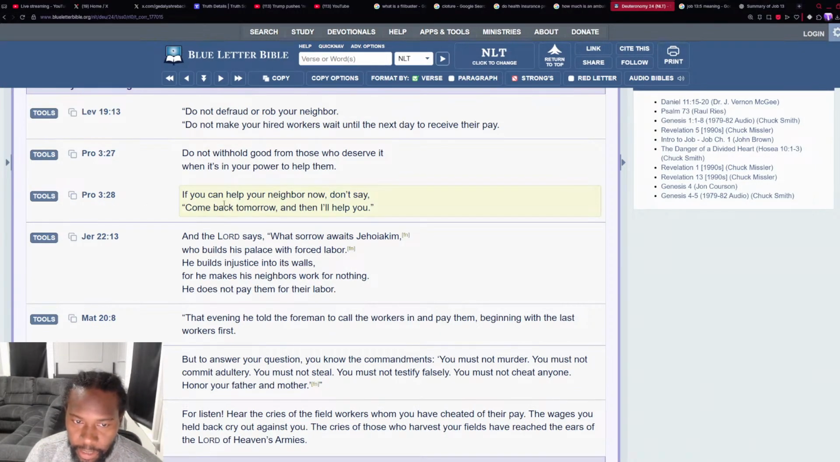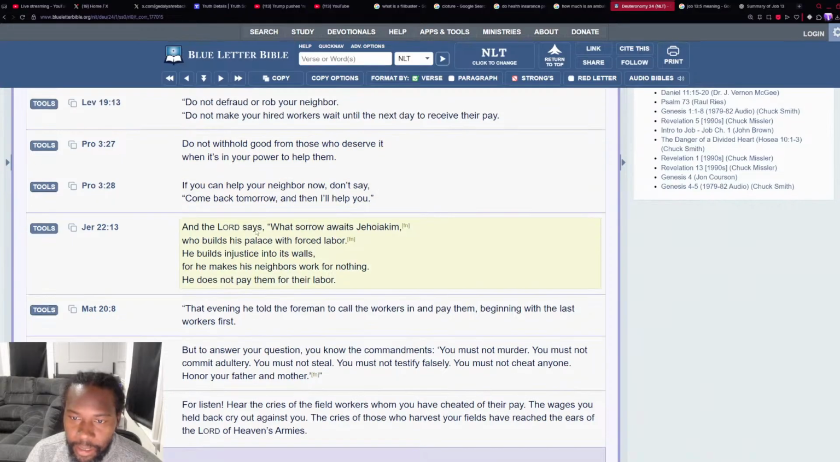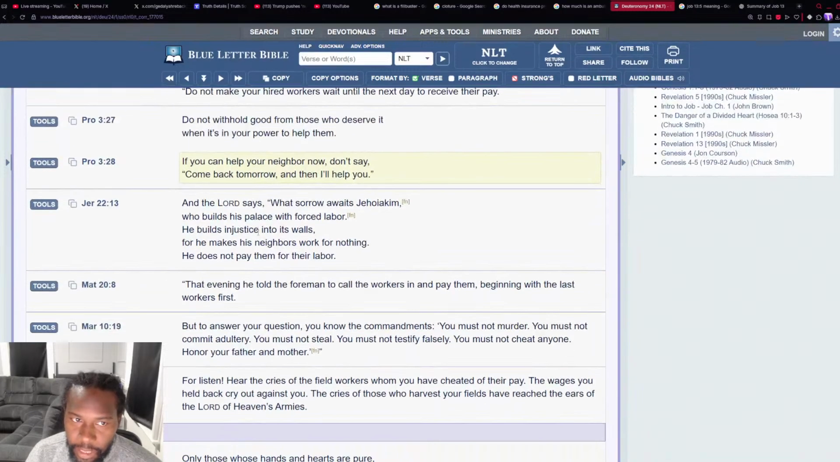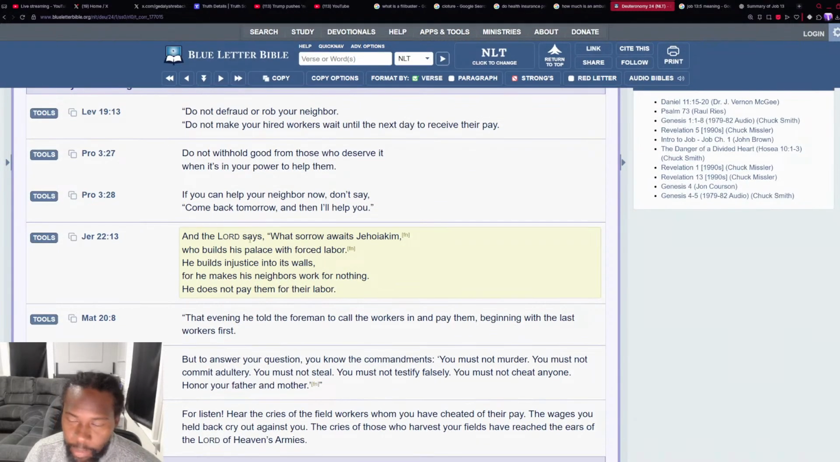Proverbs 3:28. If you can help your neighbor now, don't say, come back tomorrow and then I'll help you. And that's what I'll pay you back on the back end. You know, when everything gets right. It's 31 days later. They probably missed at least two paychecks if he's doing it bi-weekly.